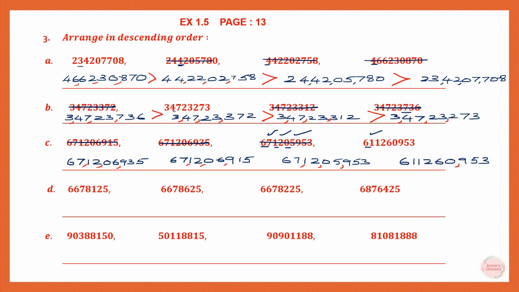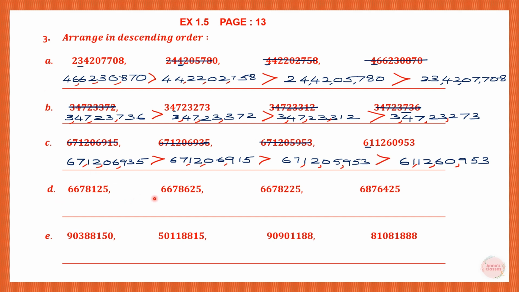Ones, tens, hundreds, comma, thousands, 10,000s, comma, lakh, 10 lakh, comma. So this will be 61 crore, 12 lakh, 60,953. Now let's put the symbol showing the greater number.